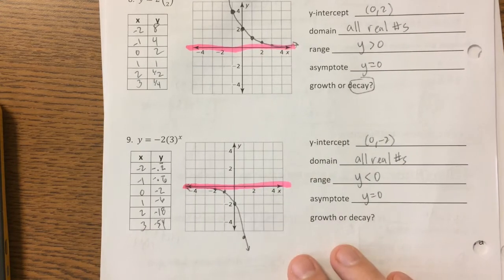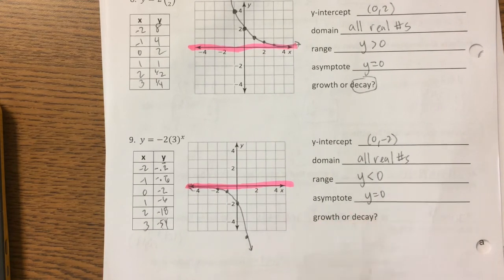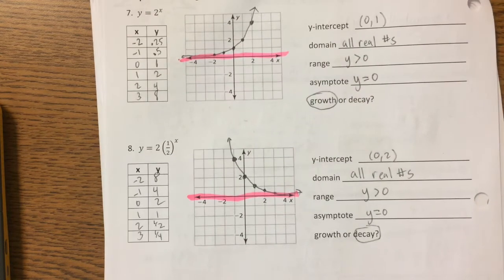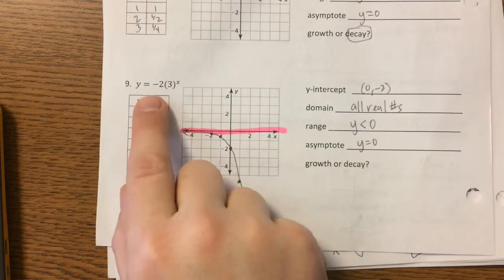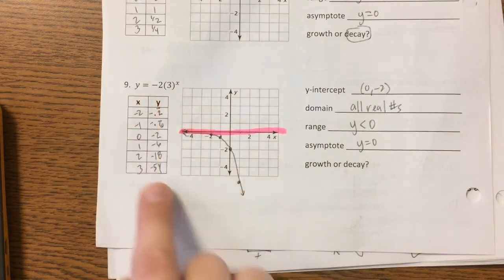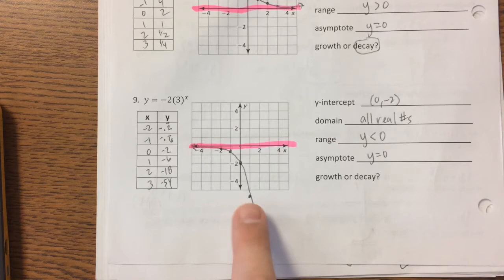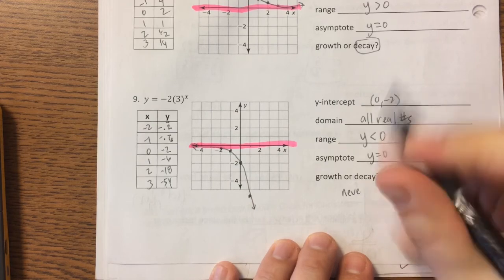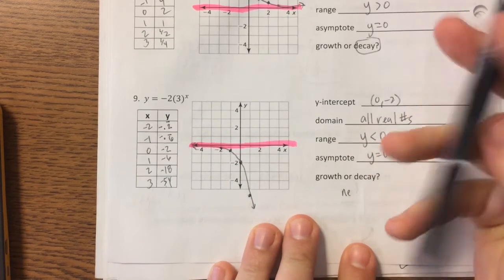Now, this is kind of weird. When we talk about growth and decay, typically we're talking about functions that look like number 7 and number 8, where they're above the x-axis. So if you have a negative coefficient to your exponential function and your graph's down here, we're actually going to say that it's neither growth nor decay. It doesn't fit either of those.